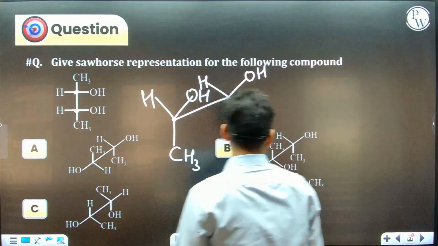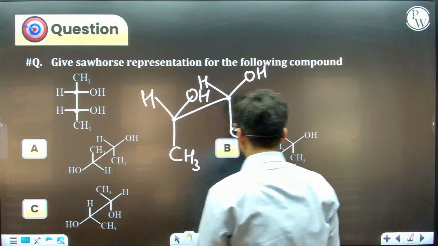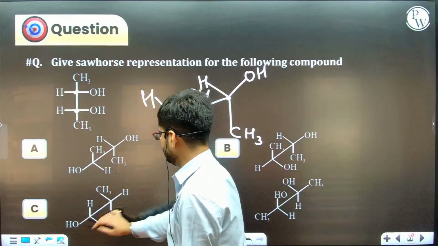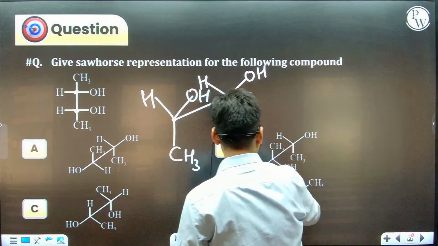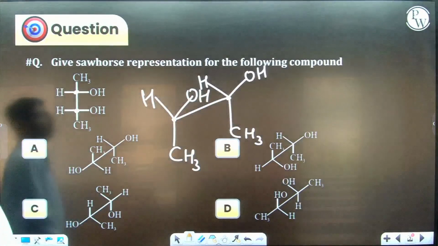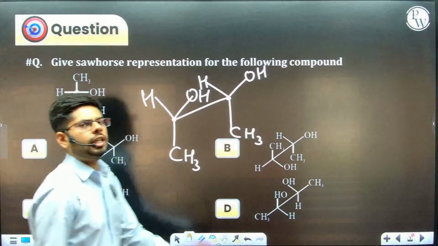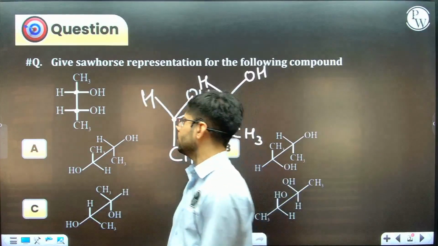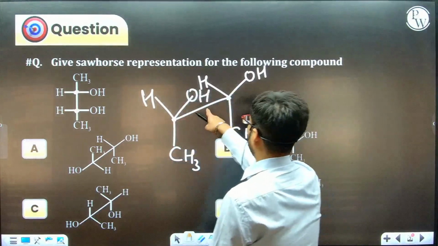Now in the options, we have staggered conformers. This is inverted Y, this is Y. This is inverted Y, this is Y. This is inverted Y, this is Y, and so on. Which means if you have one Y and one inverted Y, then that Sawhorse is representing what? Staggered conformer. So let's convert this to staggered conformer.